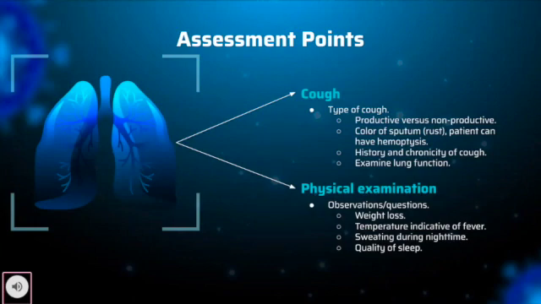And finally, it's important for us to get their temperature. A patient with tuberculosis is going to have a fever. We need to make sure that we're checking their fever, their sleep, and their cough, and their sputum. These are all key assessment points for our patient.